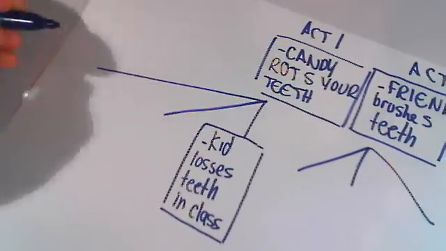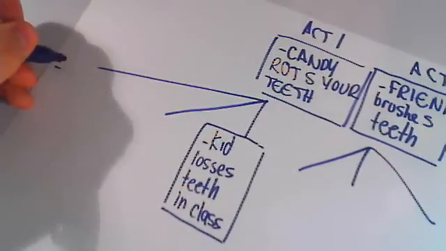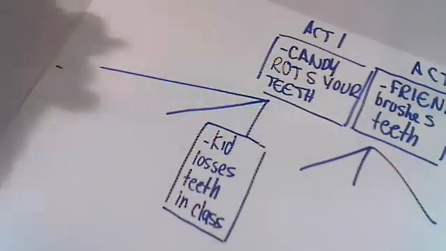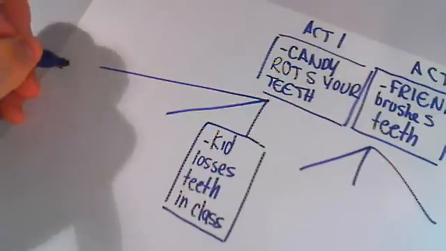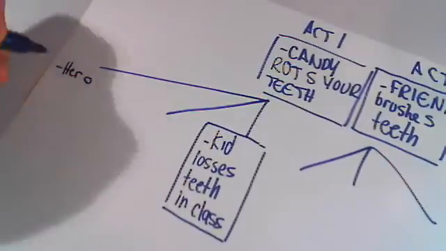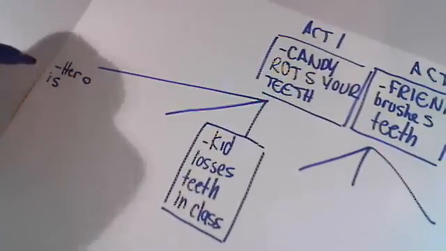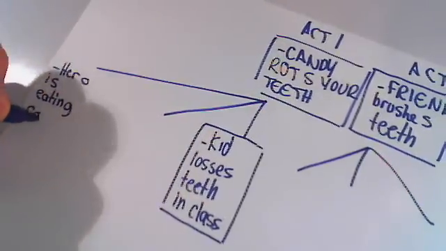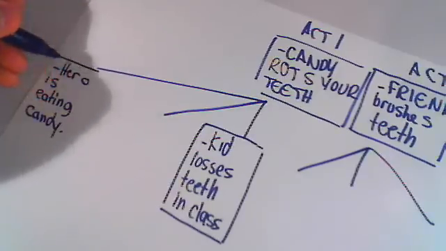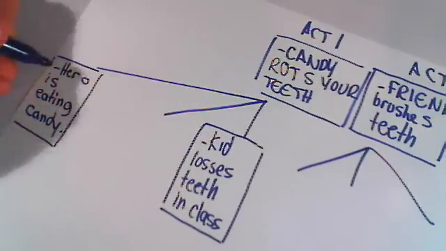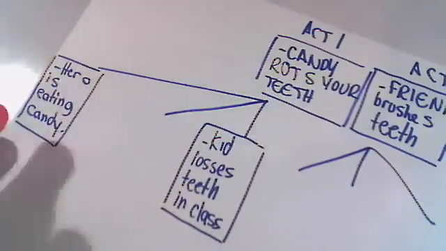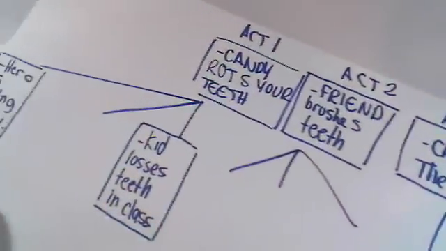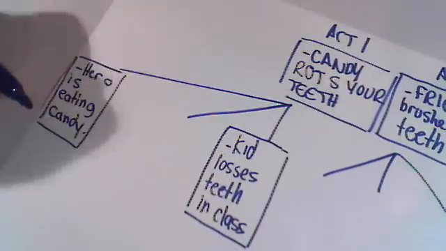So how are we going to have a start? Let's just say hero, and when I use hero, sometimes I'll use MC for main character, or hero represents main character. So I'm just going to do it for simplicity here. Hero is eating candy. Okay, so we're starting off good here. At the same time, we're starting off with the same message that I want to implant at the end, that I believe candy is the greatest thing. So Act 1, we have hero is eating candy.